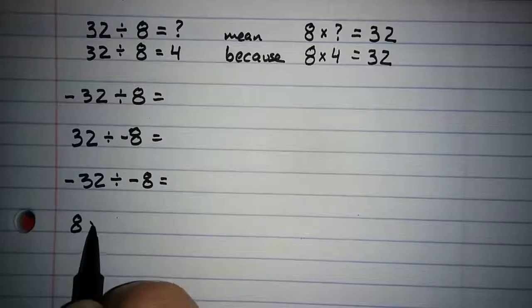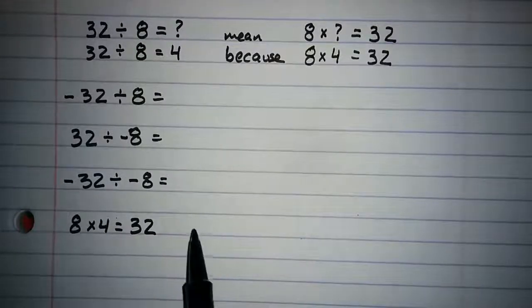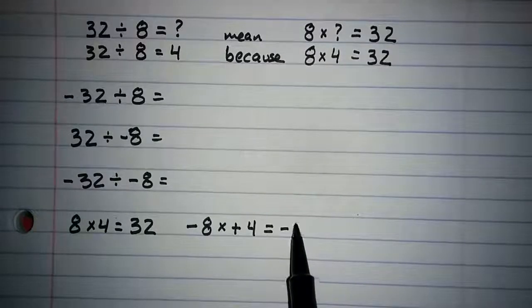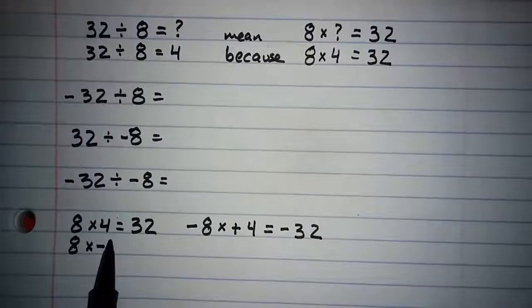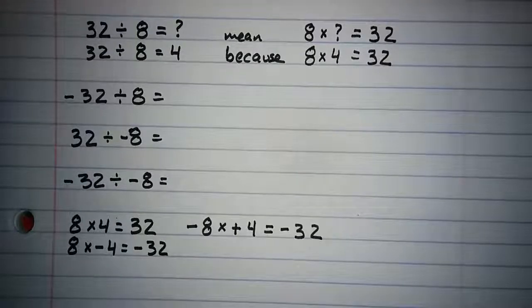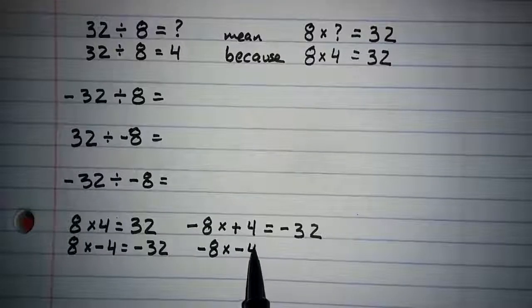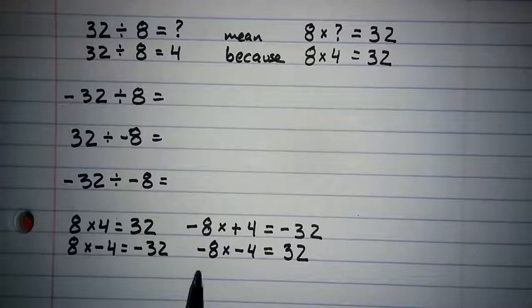Positive 8 times positive 4, of course, is positive 32. Negative 8 times positive 4 is negative 32. Positive 8 times negative 4 is negative 32. And negative 8 times negative 4 is positive 32. Remember, a negative multiplied by a negative is a positive number.